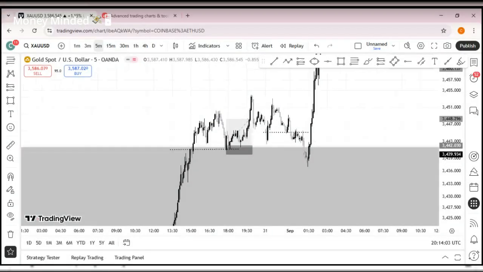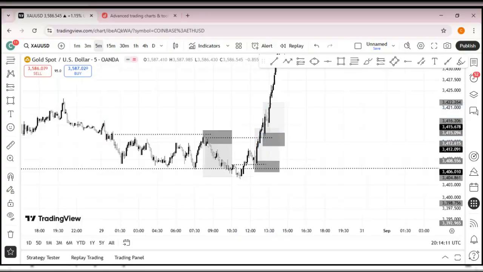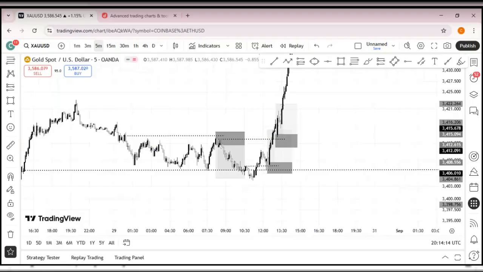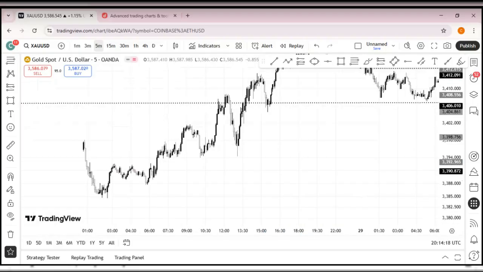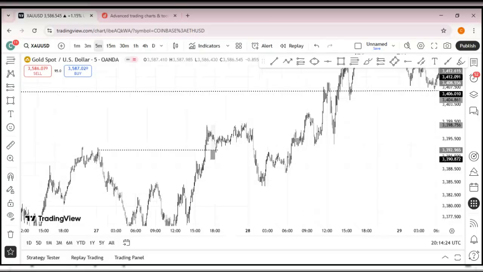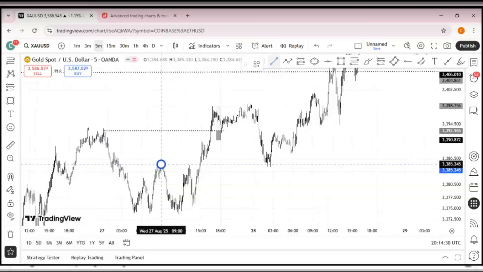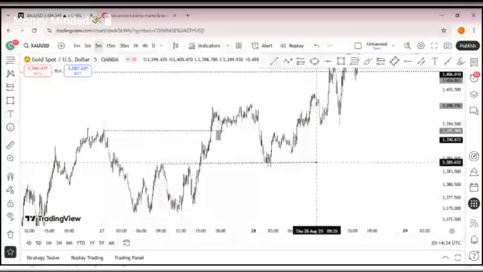This is a continuation entry. This is a breaker block entry, breaker block entry. You can see them back to back, breaker block, they played out, continuation, breaker block. You can see there, that is also another breaker block entry. This is a nice zone for a nice buy. You can see this is supposed to be a breaker block zone.